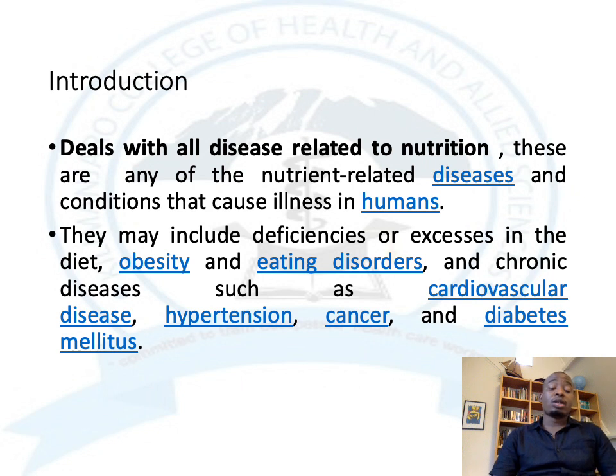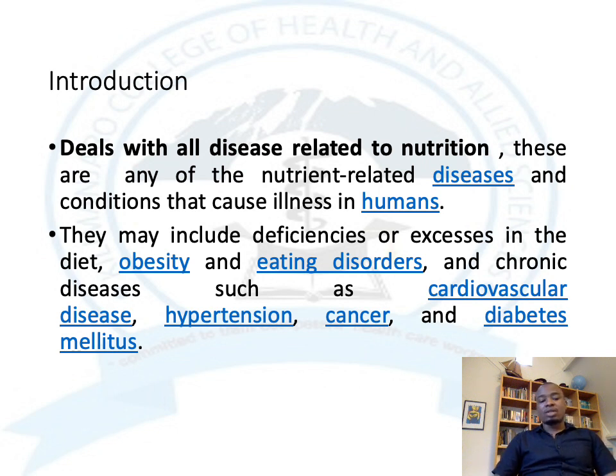Before we dwell on those objectives, let us start with understanding what nutritional diseases are. Nutritional diseases, or nutrition pathology, deal with all diseases related to nutrition. These are any nutrient-related diseases and conditions that cause illness to humans. They may include deficiency or excess in the diet. Here we are speaking of obesity that is caused by excessive nutrition, or eating disorders that can cause some people to lose weight.